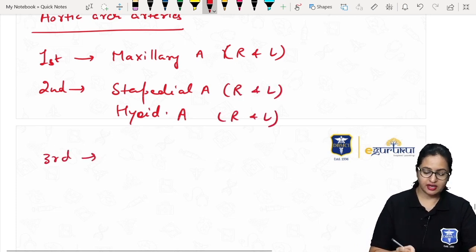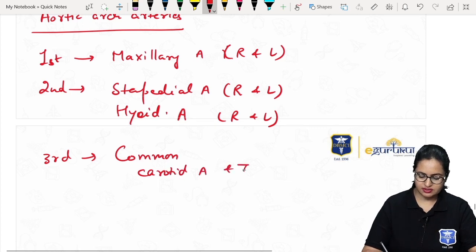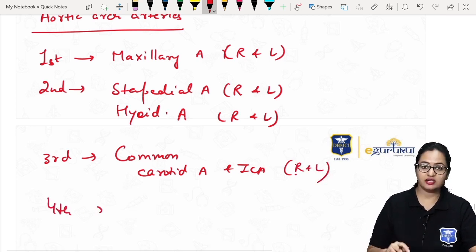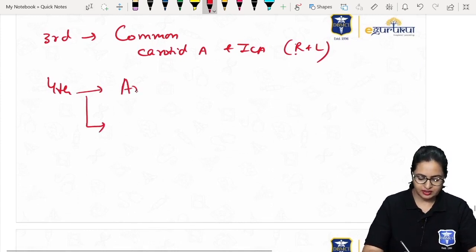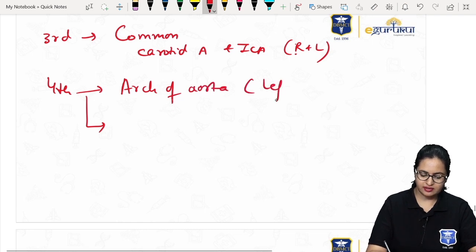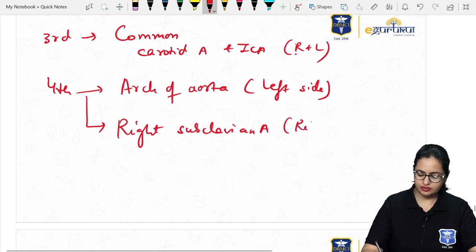Then the third arch artery gives rise to the common carotid artery as well as the internal carotid artery, again of both sides, that is the right and the left side. The fourth arch artery gives rise to different structures on the right side and on the left side. It gives rise to the arch of aorta on the left side and the right subclavian artery on the right side.